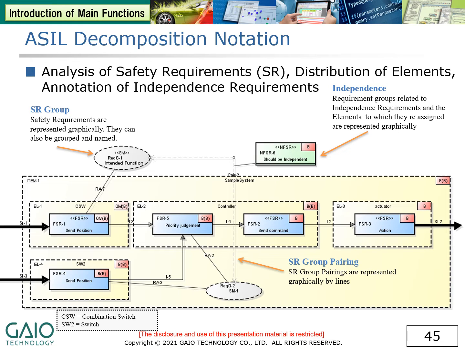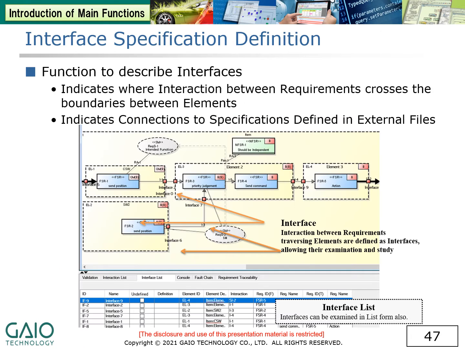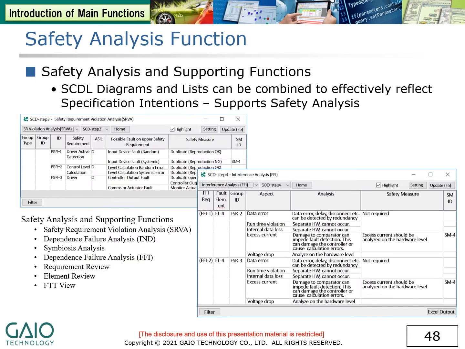Requirement grouping and independence are represented graphically to be easily and quickly understood. The freedom from interference between elements is also represented in notation, allowing the diagrams to clearly show independence between functions. The description of interfaces between requirements is also important to show how those requirements interact with each other, as well as to connections outside the system.